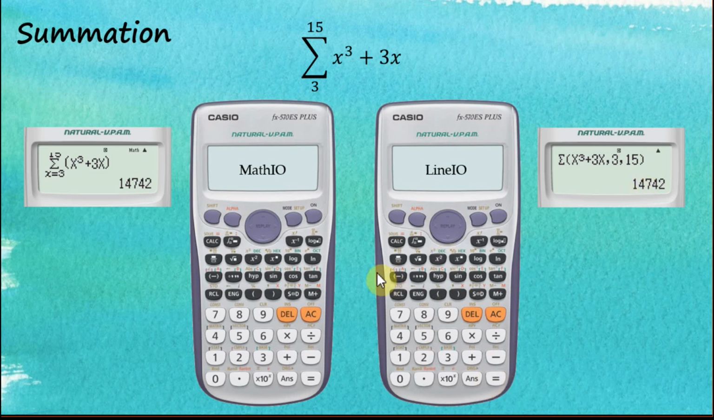So that's how we perform summations by using our fx-570ES Plus calculator.